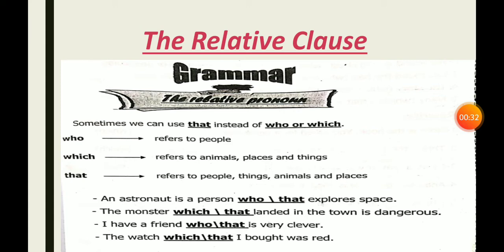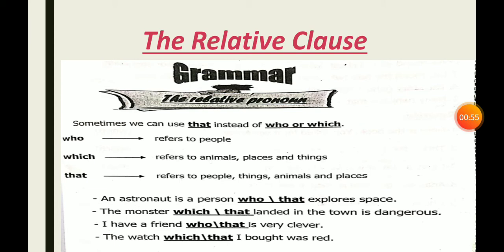Sometimes we can use that instead of who or which. Instead of who, it means that refers to people. Instead of which, so it refers to things and animals. Let's see the examples. An astronaut is a person who or that explores space.